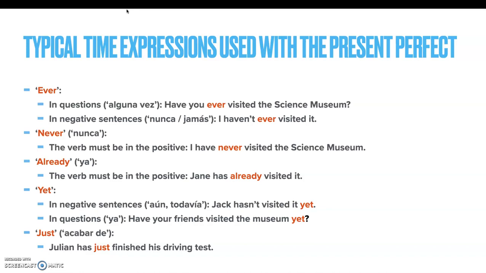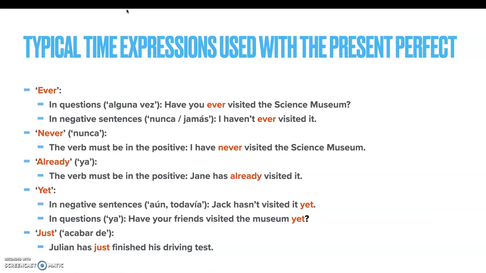Instead of a negative with ever, we can form a positive sentence with the word never, which is negative, and which will make the sentence negative. Remember, the verb must be in the positive. For example, I have never visited the Science Museum. Nunca he visitado el Museo de Ciencia. This is the same as I haven't ever visited the Science Museum. Already. We use already in positive sentences to mean ya. Jane has already visited it. Jane ya lo ha visitado.